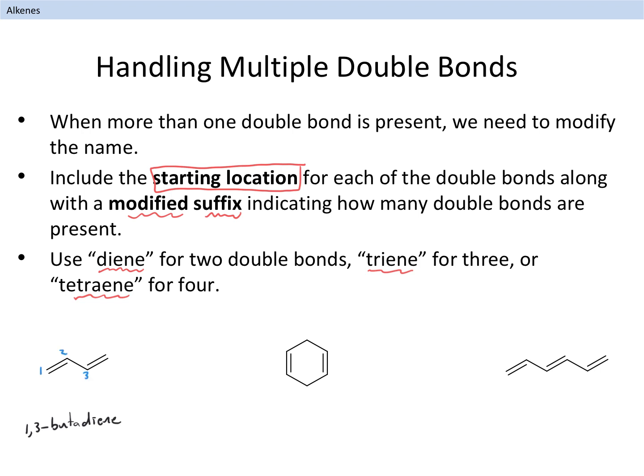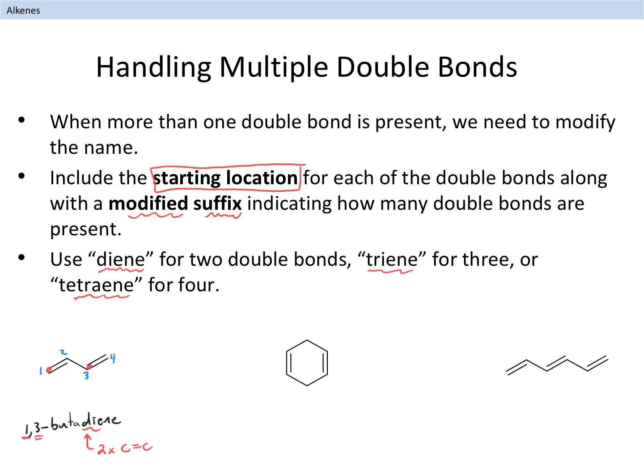The parent chain has 4 carbon atoms, which is why we use but as the parent name. Finally, we have 2 carbon-carbon double bonds. This is why we use diene as the suffix. Notice that we have inserted the letter a between the but prefix and the diene suffix. This is done so that we don't have two consonants next to each other in the name. Butadiene is easier to pronounce than butdiene.